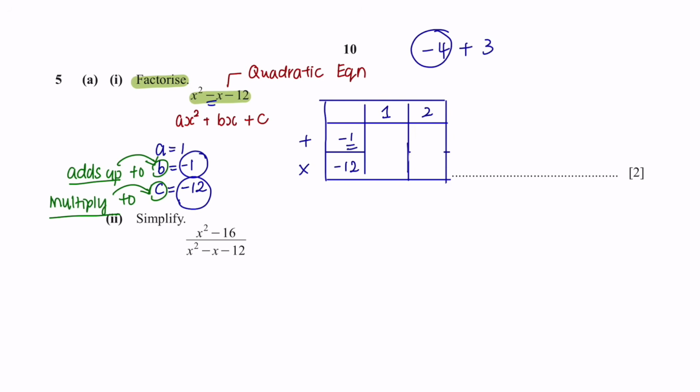And if I multiply -4 and 3, I will also get -12. So it is -4 and 3. So to factorize this, we will draw two brackets, put in x on both sides, and -4 plus 3.